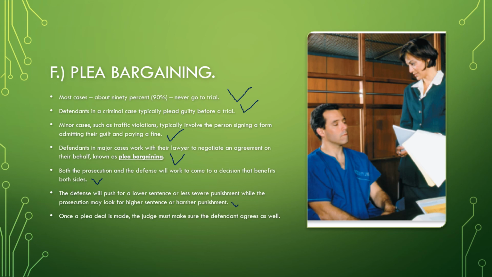Once a plea deal is made, the judge will make sure that the defendant, or the person charged with the crime, agrees to the agreement as well. The judge says, hey, do you agree to the stipulations or what's been discussed here? And typically the defendant will say, yes, I agree to do 30 days in jail and 180 days of community service, or something like that, instead of going to jail for 5 years.